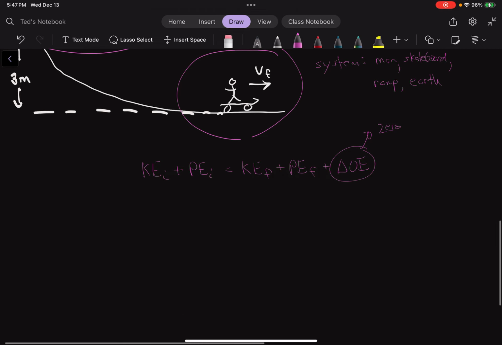There's only one kind of kinetic energy. Kinetic energy is always 1/2 mass times velocity squared. So our initial kinetic energy is going to be 1/2 mass times initial velocity squared. Our final kinetic energy is going to be 1/2 mass times final velocity squared.